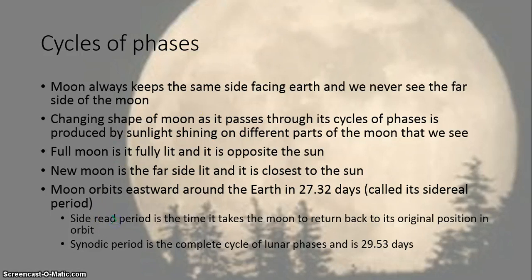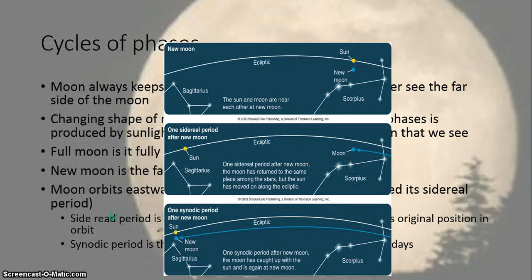This should say sidereal, not side read. Autocorrect. The sidereal period is the time it takes the moon to return back to its original position in orbit. That's in comparison with the synodic period, which is the complete cycle of lunar phases, and that one is going to be 29.53 days.